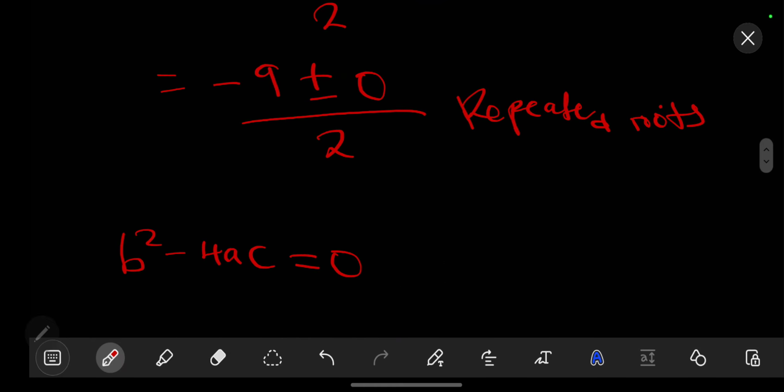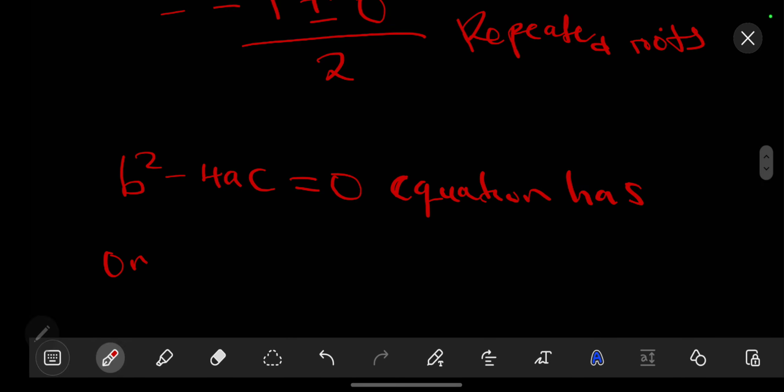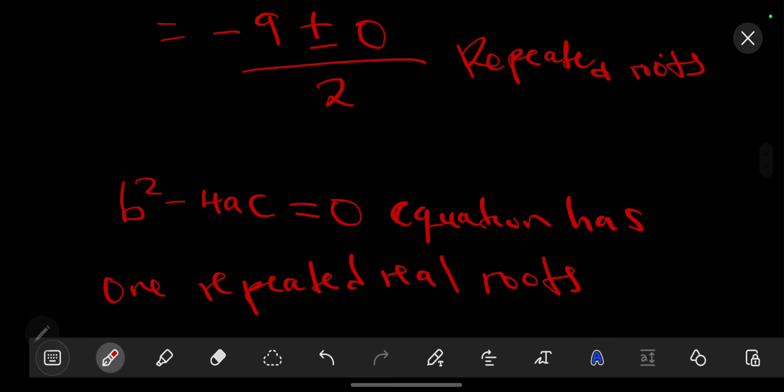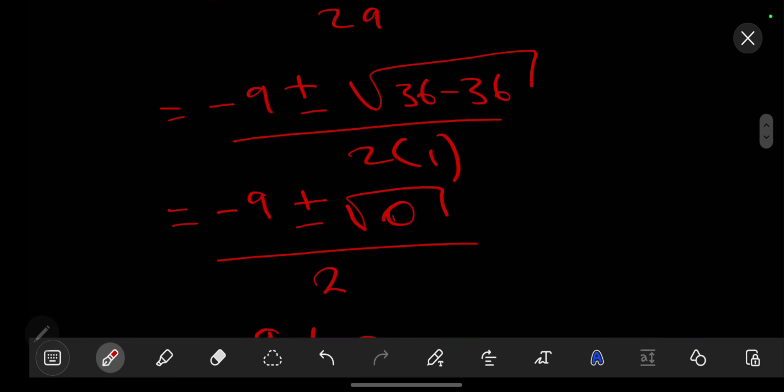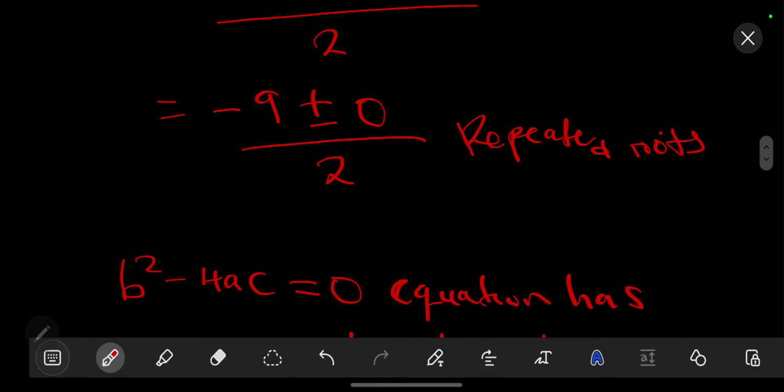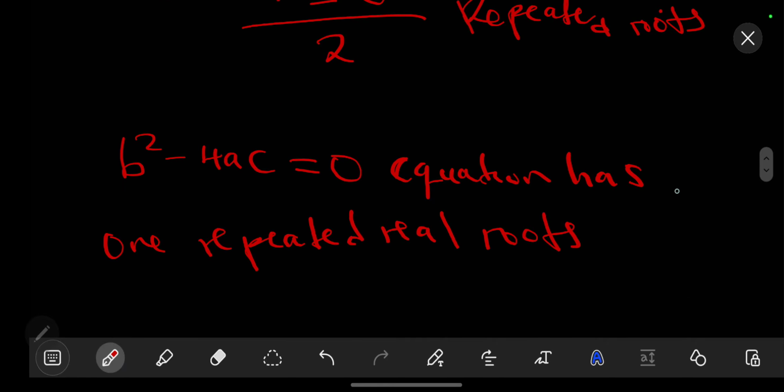It simply means the equation has one repeated real root. So as long as we are looking at the situation whereby what is in the bracket here equates to 0, where we have the square root of 0, it simply means you have one repeated real root. So it is one repeated real root.